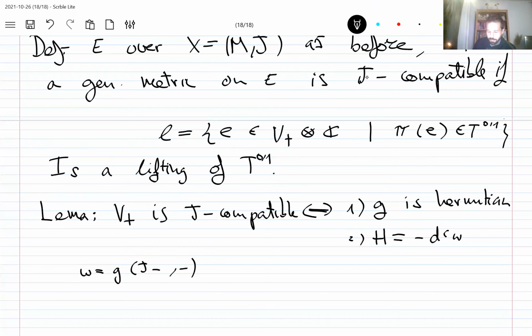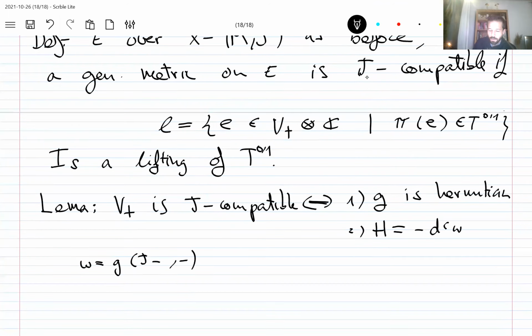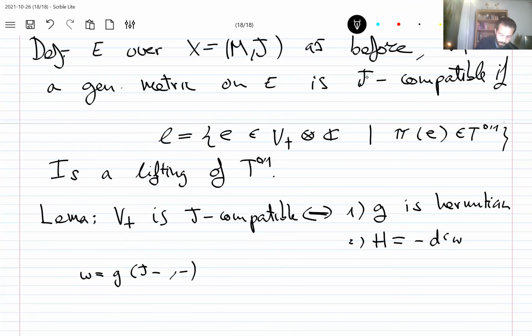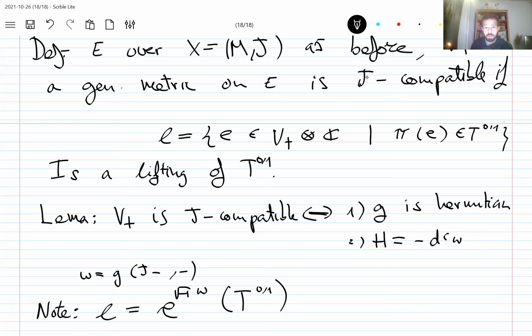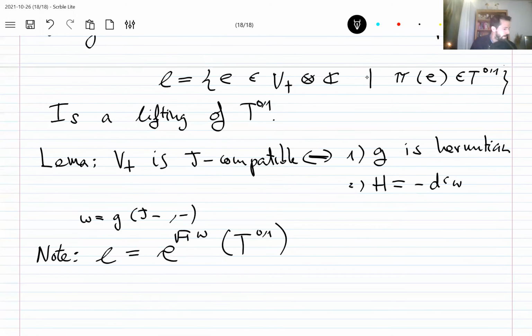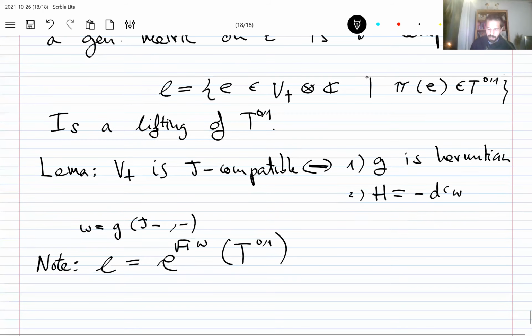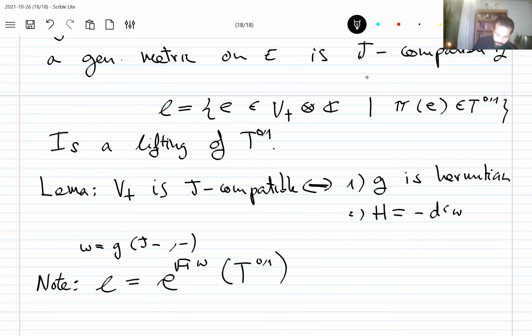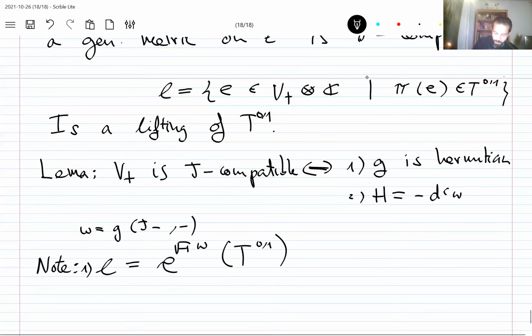So the proof is very simple, and it amounts to writing down what this L is explicitly. Just note that you can write your L in this setup, in the splitting determined by the generalized metric, as e to the square root of minus 1 omega of tangent 0,1, and then you apply the previous result. So this is the first comment, about the proof.